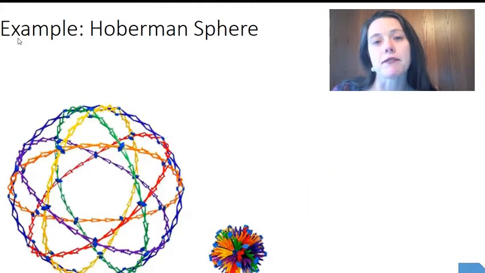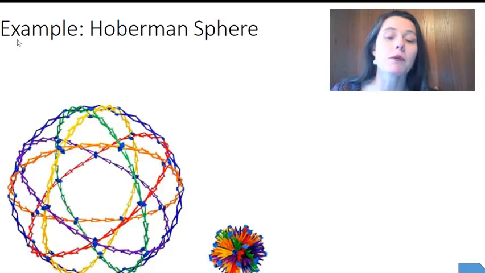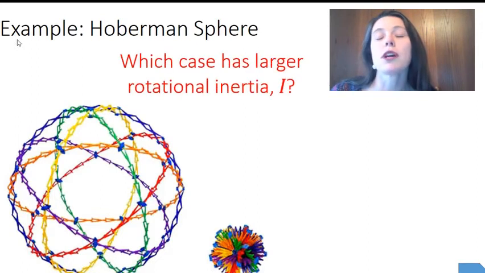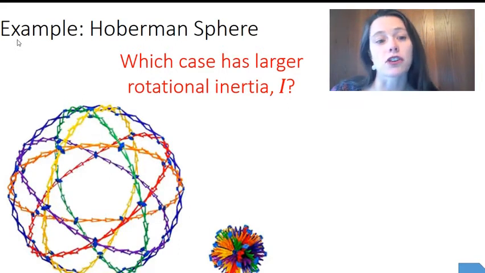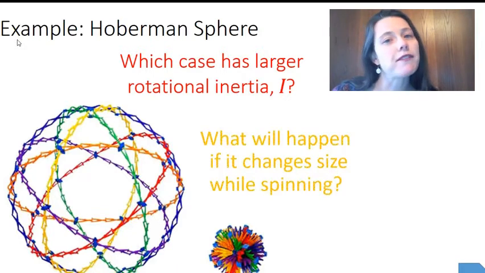My favorite example of this is a toy called a Hoberman sphere. The sphere starts off with a large size, but if you compress it, it will collapse into a very small volume. In which of these cases is the inertia larger? Well, when most of the mass is far from the axis of rotation, the inertia is larger. So the sphere has a much larger inertia when it's expanded and a smaller inertia when it's collapsed. How will that affect its behavior when it is spinning?